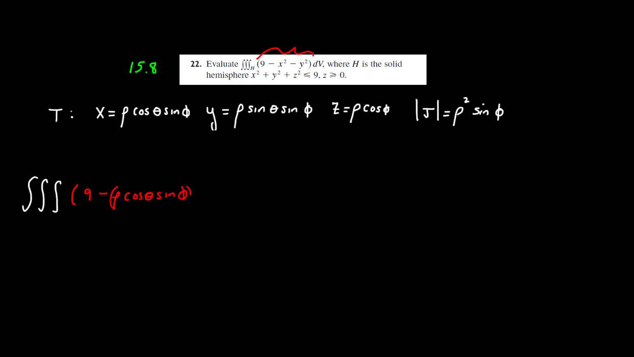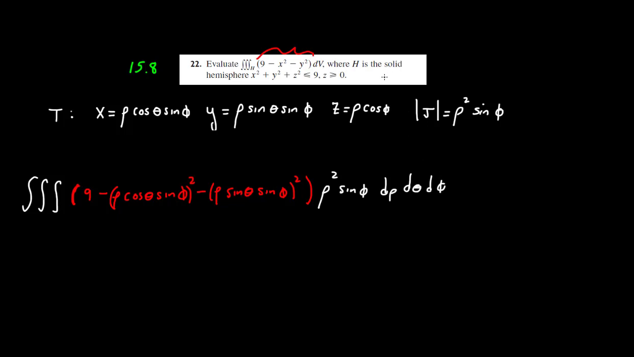that gets squared, minus y, which is rho sine of theta sine phi, and that also gets squared. And we're going to close that off, so that gets closed with this to make the integrand. And then we have the Jacobian, rho squared sine phi, and we'll go d rho d theta d phi.